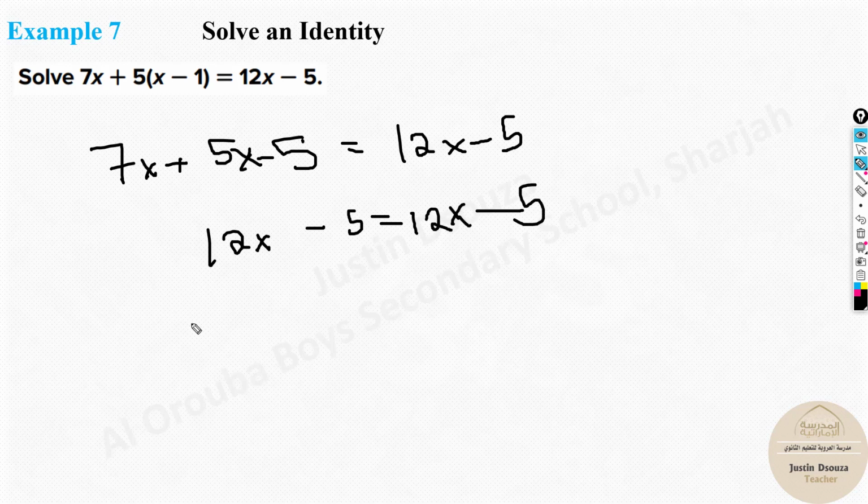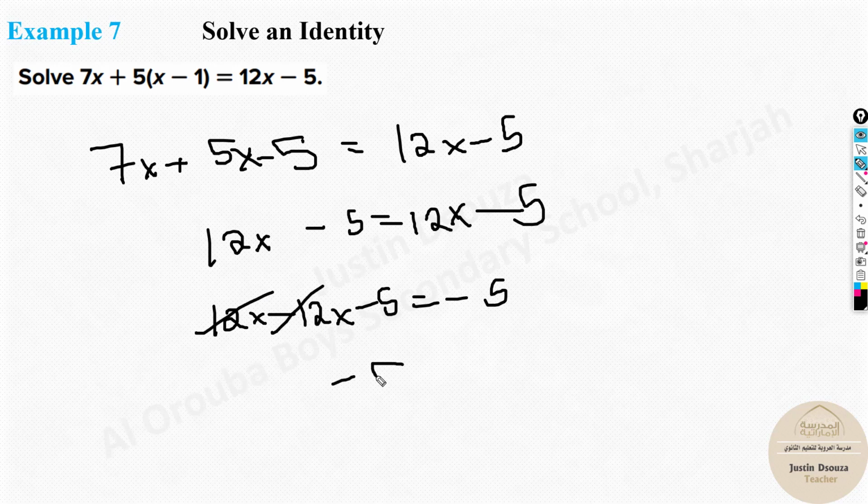Let me take this 12x to the other side. It will be 12x minus 12x minus 5 equals minus 5. This cancels out. You will get minus 5 equals minus 5. Or you can divide both the sides by minus 5, you will get 1. Or you can just take it to the other side, add, you will get 0 equals 0. Or you also can get 1 equals 1. You can get various answers, okay? You can multiply this by 2, you will get 2 equals 2.